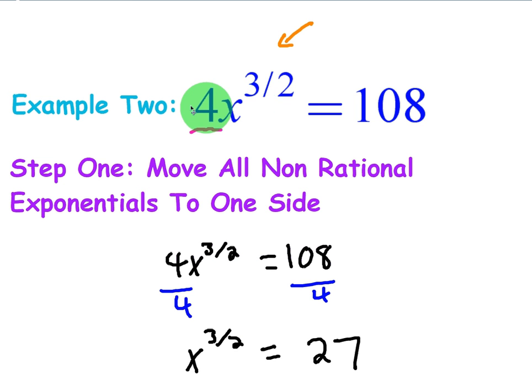4 does not have that, right? 4 doesn't have a fractional exponent. So we're going to move it to the right, and in fact I'll even be clear here. I'm going to draw an arrow, meaning we're moving 4 to the right. The way we're going to do that, we're going to divide both sides by 4. The 4's will cancel here, and we have x to the 3 halves equals 27.